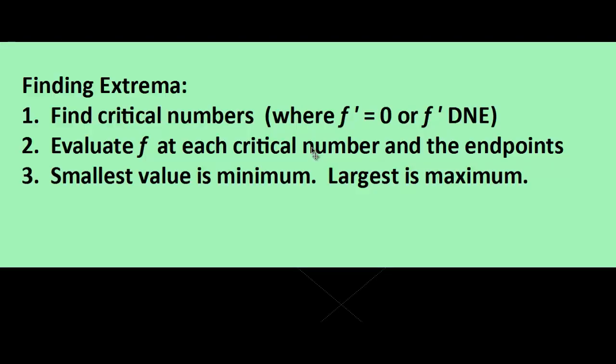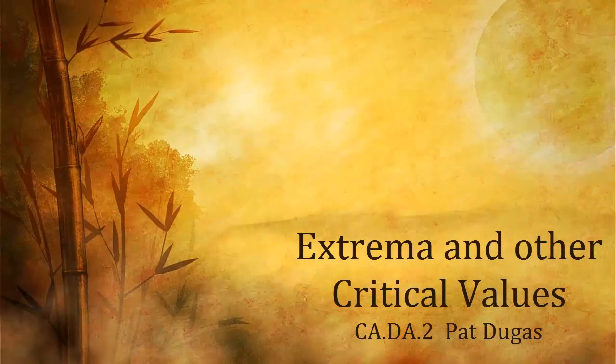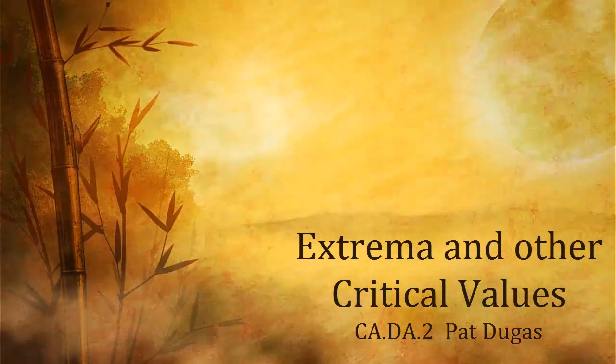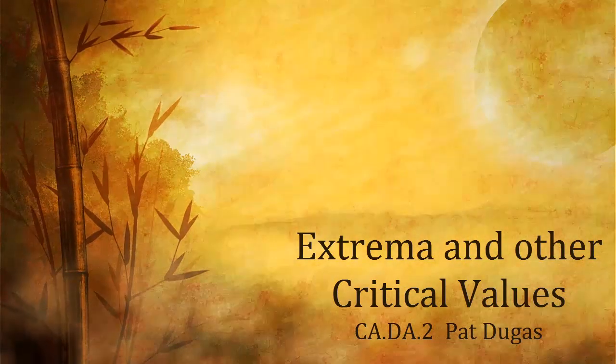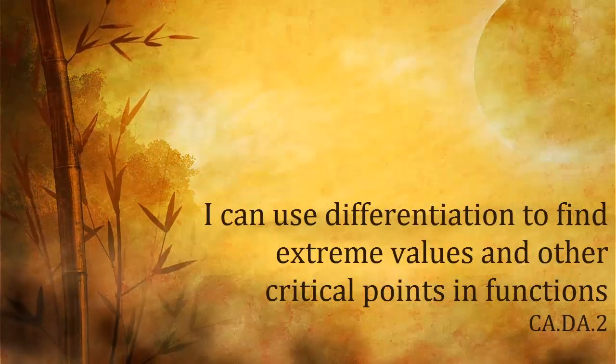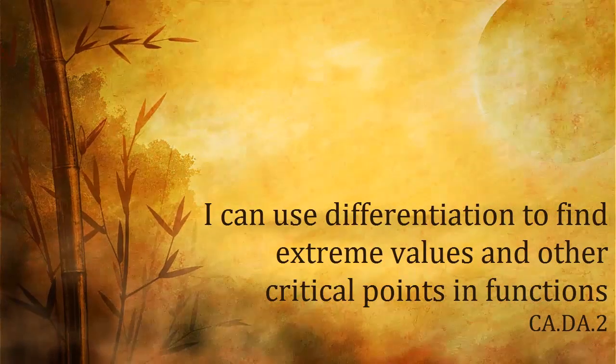We know that extrema can only occur where the derivative is equal to 0 or does not exist, or possibly at the endpoints if we have a defined interval. So the process in finding extrema, once again: first of all, find the critical numbers where the derivative is 0 or fails to exist. Secondly, evaluate the function at each critical number and at the endpoints. The smallest value is going to be the minimum, the largest is the maximum. Extrema and critical numbers: critical numbers exist where the derivative is equal to 0 or the derivative does not exist. Extrema can only occur at these critical numbers or at the endpoints of an interval.